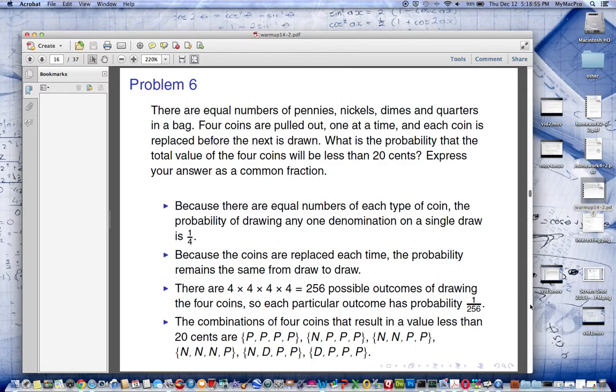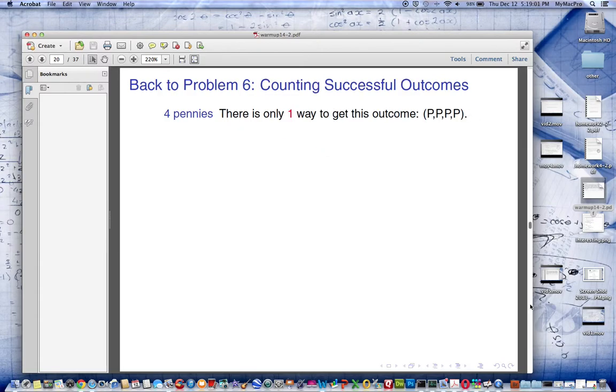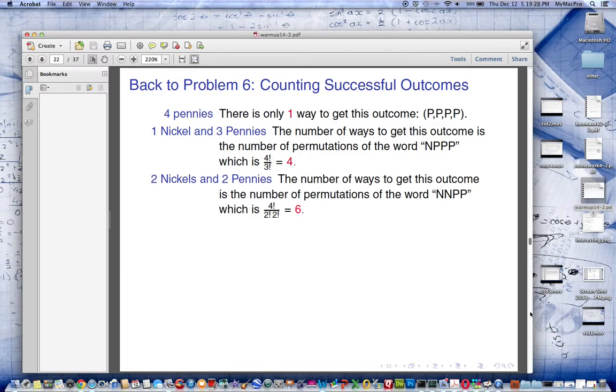The combinations, okay, so let's go into the detail. Let's say there are 4 pennies. So this is only one way: P, P, P, P. How about 1 nickel and 3 pennies? The number of ways to get this outcome is the number of permutations of N, P, P, P. So it's 4 factorial over 3 factorial. 2 nickels and 2 pennies, N, N, P, P. So it's 4 factorial over 2 factorial times 2 factorial. Remember there are 2 N's and 2 P's. That's why you have to divide by 2 factorial 2 times.